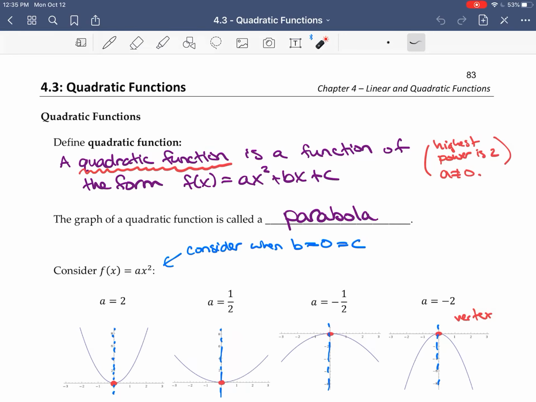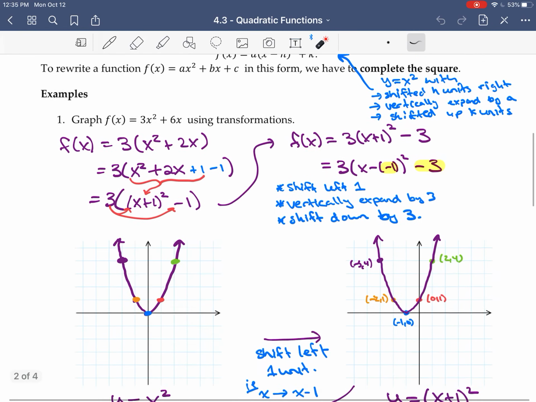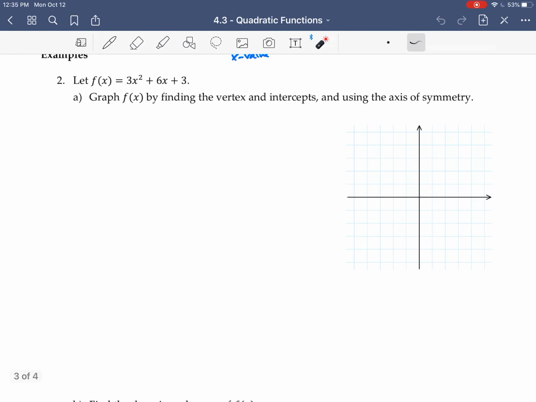In this video, we're going to do a couple more examples of quadratic functions. Okay, so working with quadratic functions. So let's find the first one here as example 2. Suppose our function is 3x squared plus 6x plus 3. This is a quadratic because the highest power of the x is 2.